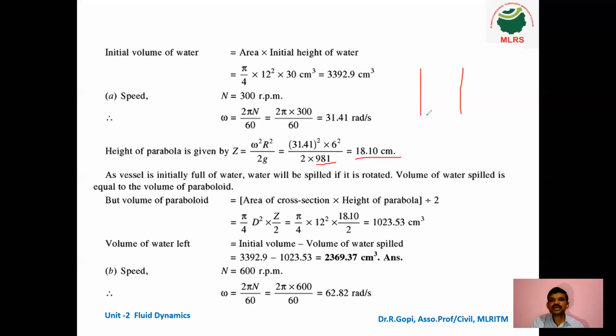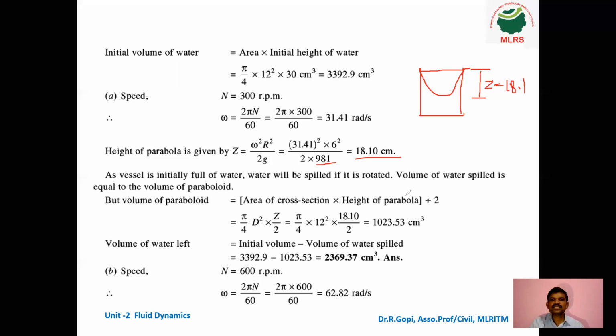So this is the container, and this is the depth of the parabola. Okay, this is the parabolic shape, and this depth is z equal to 18.1 centimeter. As the vessel is initially full of water, which is also given in the question, the water level is initially up to the top. So if it is rotated, some of the water will be spilled out.